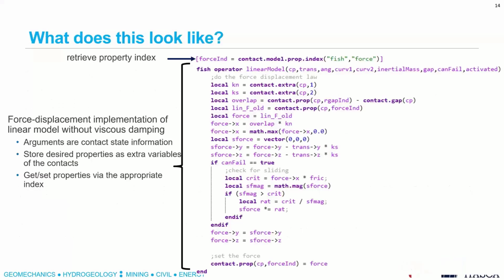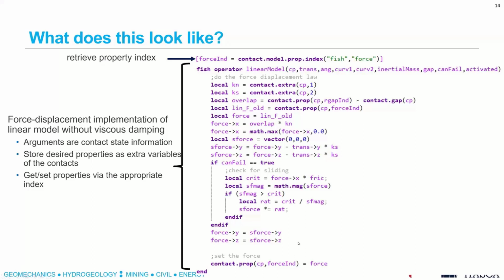So how does it work? Basically, you need to define this FISH operator that will take a pointer to the contact model, then to the contact, and then the contact state information. In this function, you can do the computation you want to update the force in the contact in this case. You could also update moments, but this is a simple implementation of a linear model without viscous damping.